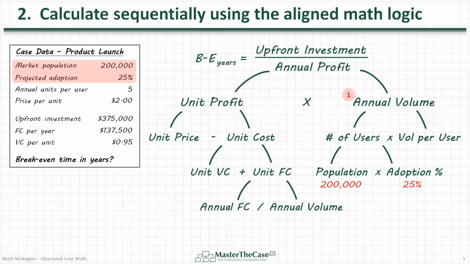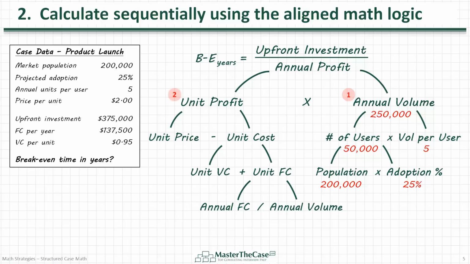So 200,000 of population times 25% of adoption results in 50,000 users. Next, 50,000 users times 5 annual units per user produces 250,000 of annual volume, thereby completing our first calculation substep.